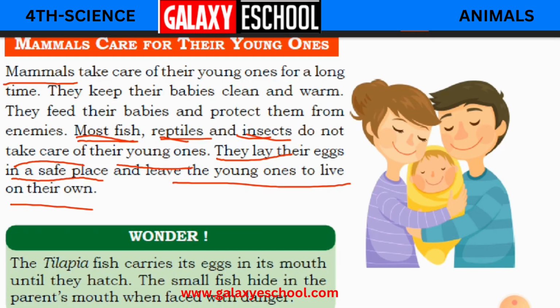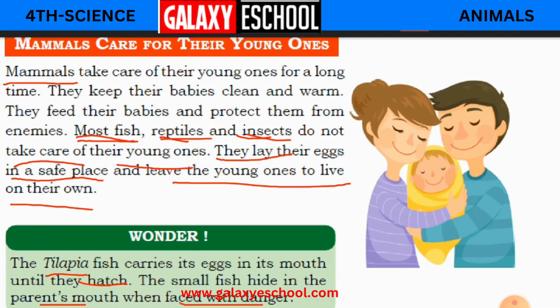The tilapia fish carries its eggs in its mouth until they hatch. See here, this fish, what is it? Tilapia fish carries its eggs in its mouth until they hatch. So the small fish hide in the parent's mouth when faced with danger. So only one fish, what is that? That is tilapia fish. It is going to carry its eggs in its mouth until they hatch.